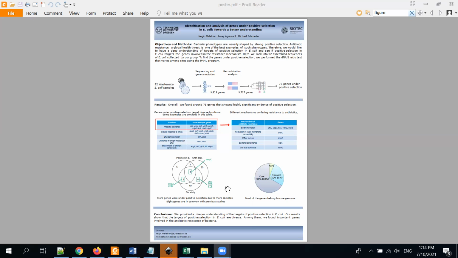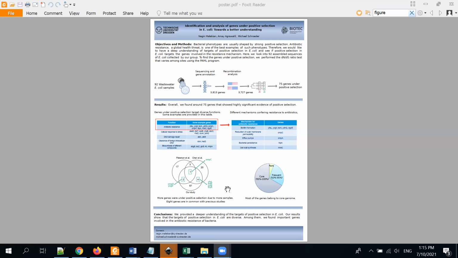And also, we were curious to see whether the genes in our study belong to core genome or pangenome. Interestingly, we found that most of the genes under positive selection in our study belong to core genome. And we define core genome as the genes that are present in at least 95% of samples.